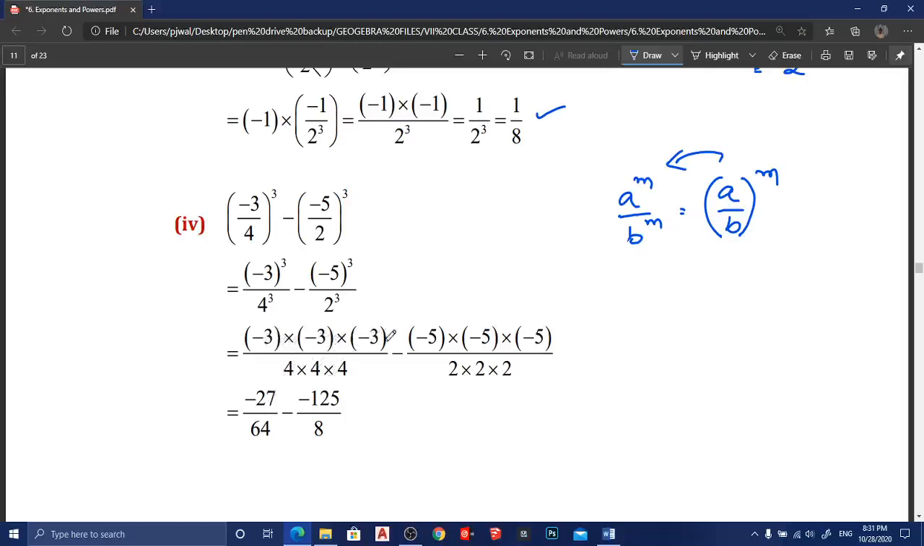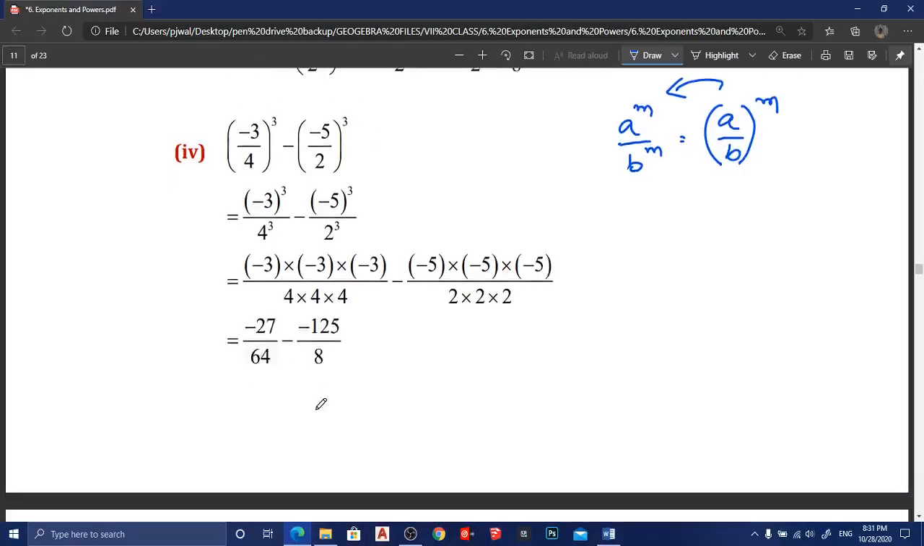3 3s are 9, 9 3s are 27, by 4 4s are 16, 16 4s are 64, minus. Again in here, minus into minus is plus, plus into minus is minus. 5 5s are 25, 25 5s are 125, by 2 2s are 4, 4 2s are 8. So now here you have to use the subtraction of fractions concept.